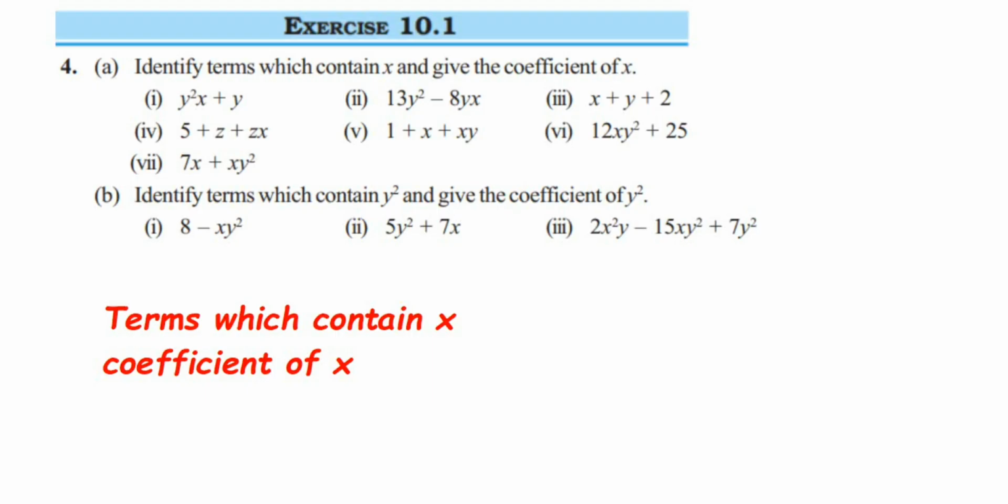Hey everyone, here's a question from exercise 10.1, fourth question. The chapter is Algebraic Expressions of class 7. The question has two parts, A and B. The first one is: identify terms which contain x and give the coefficient of x.